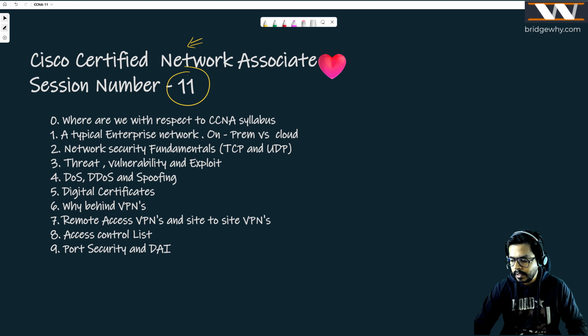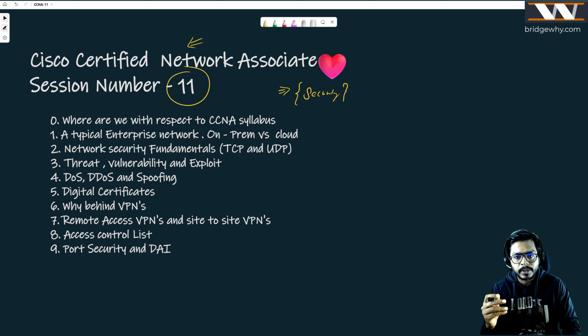Having said that, what are we going to cover today? We are going to cover a few cool things with respect to network security. If you are interested in security, this is the very first session, you can say. Although I am not going to go deeper into these security concepts, as you all know, we have a website with the name bridgewire.com, right?